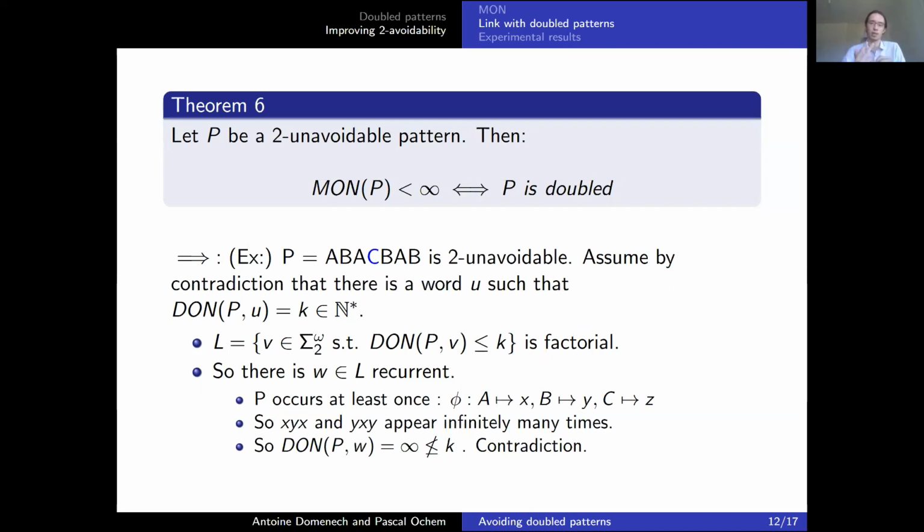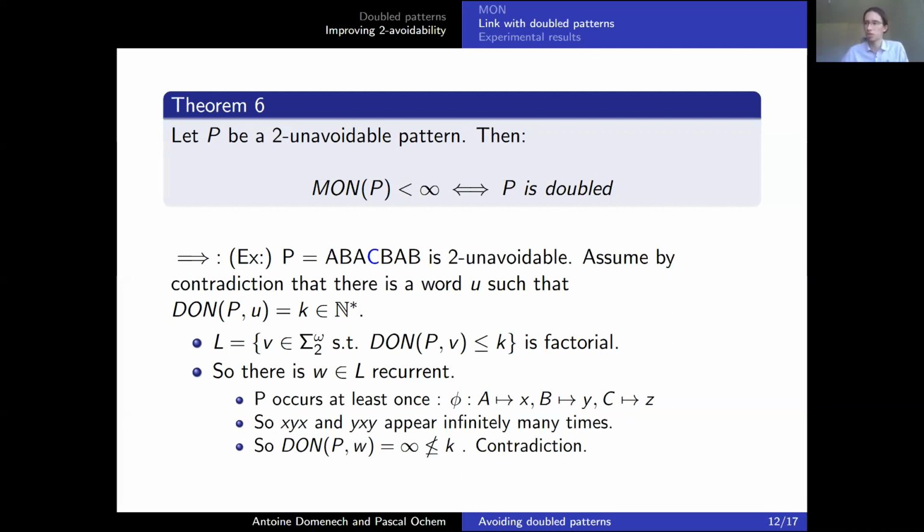So you have three cases. One, the minimal occurrences number is 0, the pattern is 2-avoidable. Two, the minimal occurrences number is a non-zero integer, then the pattern is doubled. And three, if it's infinite, then the pattern is not doubled. So a finite minimal occurrences number is equivalent to a double pattern. I'll not give all of the details of the proof, but I'll sketch it.